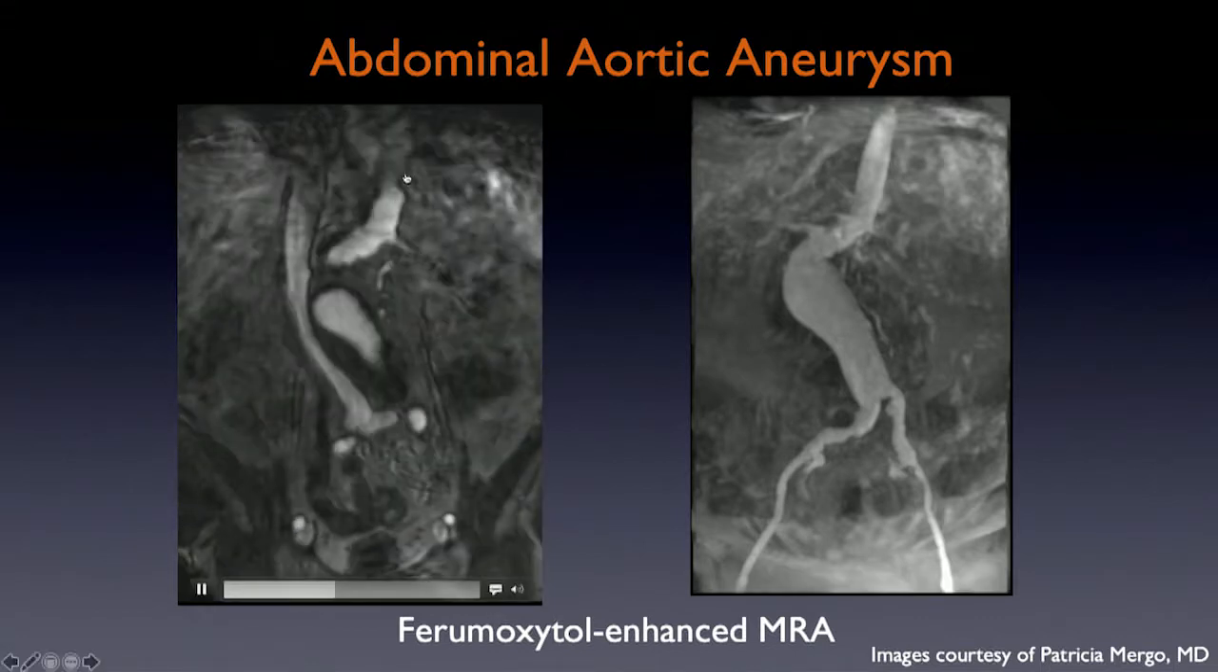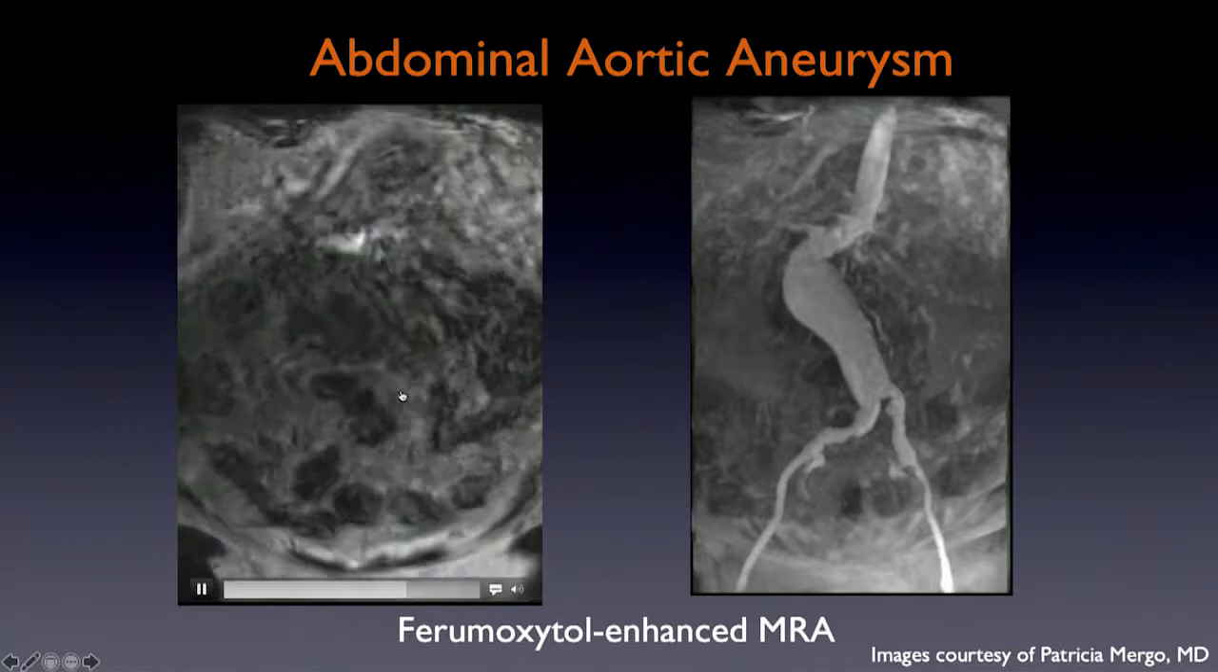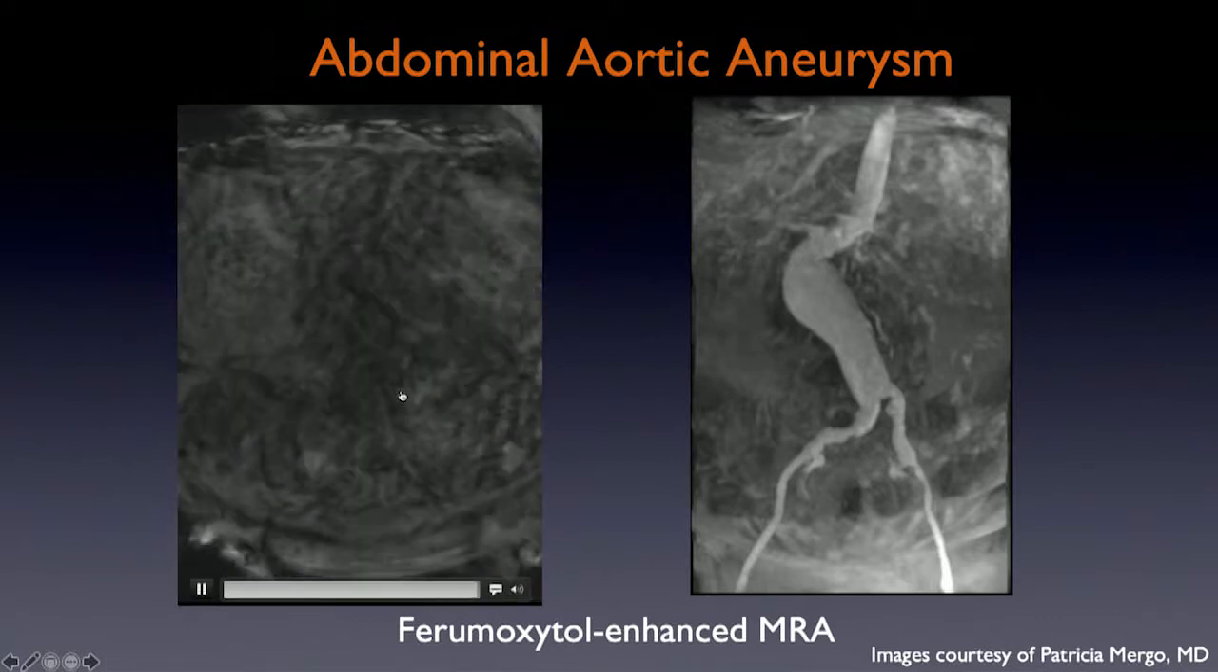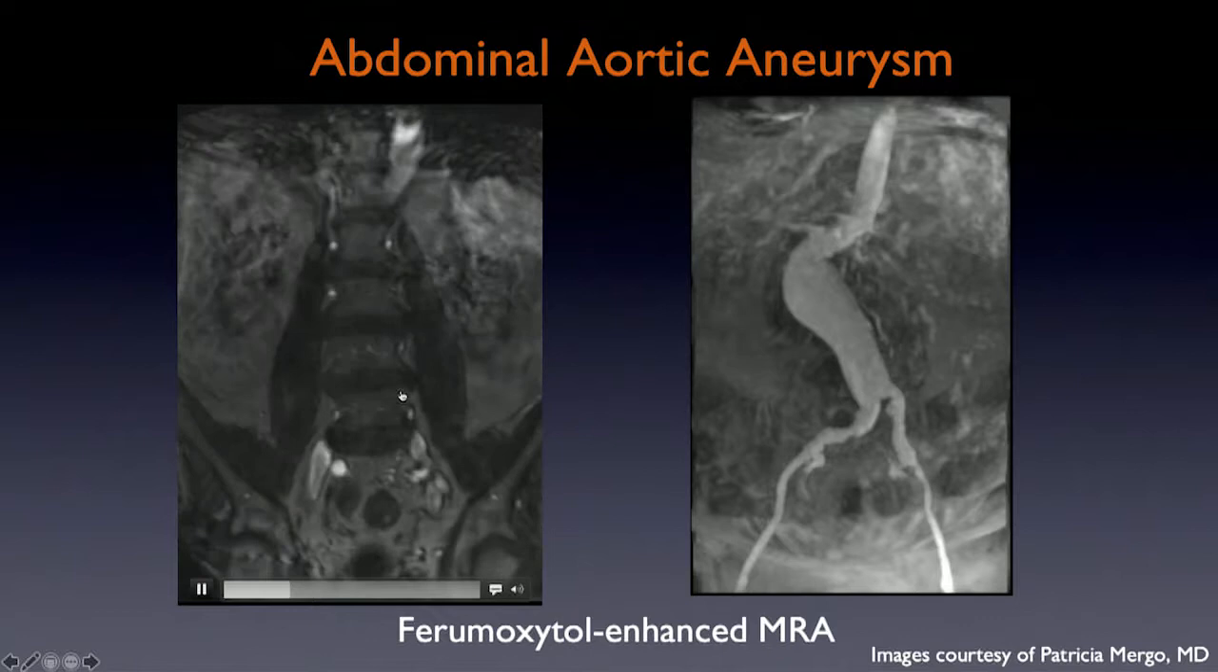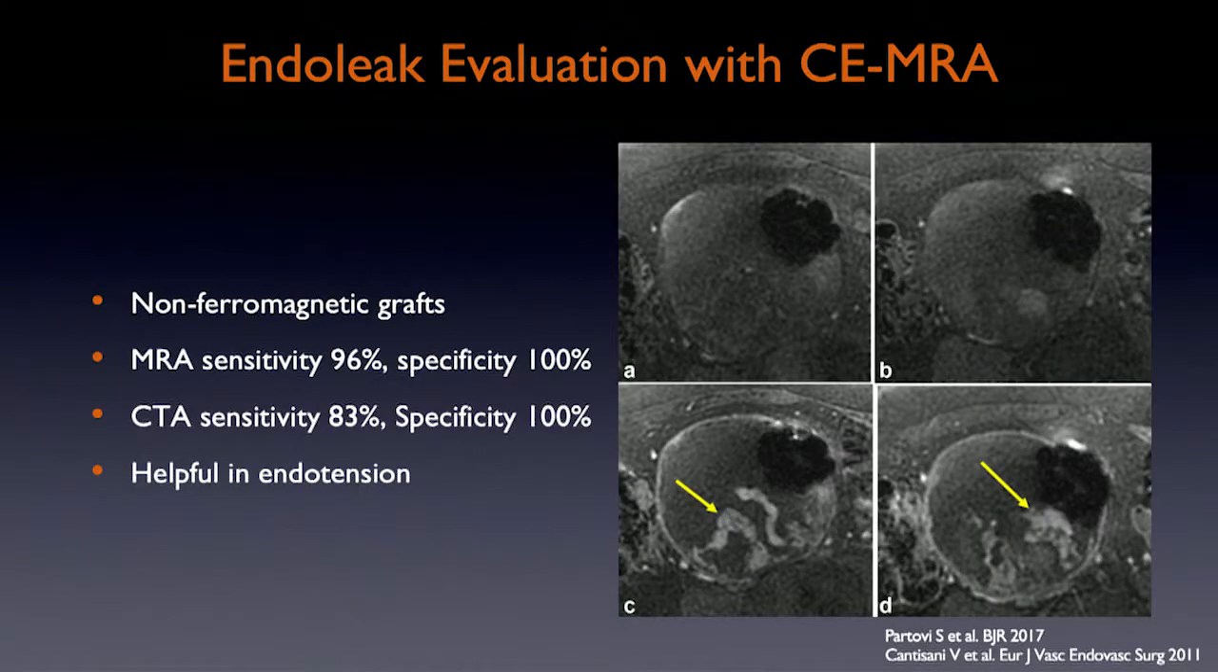This is just playing the actual movie showing the partition data and the very angulated proximal neck of this infrarenal abdominal aortic aneurysm. In terms of AAAs and their follow-up, endoleaks are very well seen with contrast-enhanced MR, and perhaps the knock against them is they're overly sensitive.